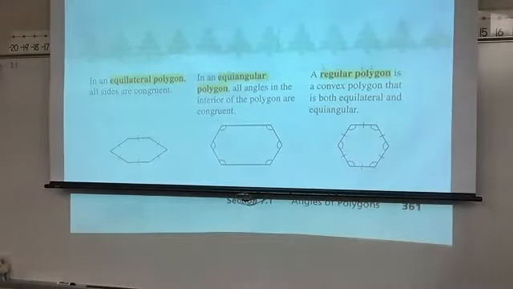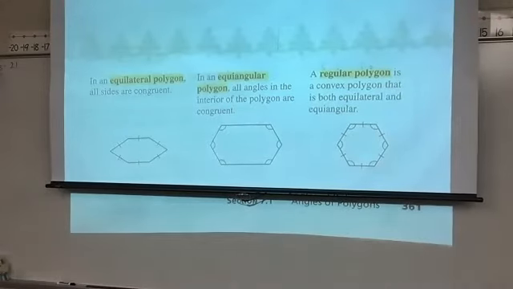We see it here with our hexagon. Isn't that just the definition of a square? It's equiangular and equilateral. The definition of a square: it's a quadrilateral with 4 right angles and 4 congruent sides.